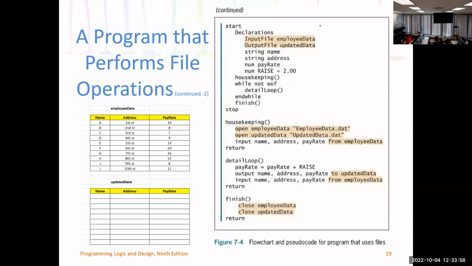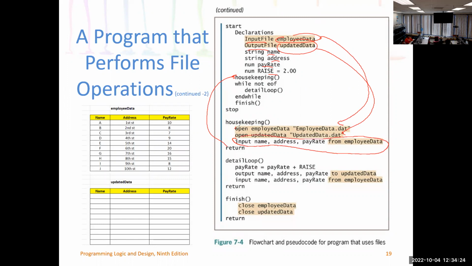Again, declare the files you want to work with. Input file means you want to read from the old file. Output file means you want to write into the new file. Link this one to the file, and this one to the other file. Of course, you have name, address, and byte rate. In housekeeping, the most important part is that you open the file and read the first record. Then check the condition: is it not the end of the file? You keep doing it. What's the detail for each of them? You just change the rate, write into the new file, and move to the next record. So if you look at the pseudocode, the first step is to open the slide and see what's going on, in order to work with the debugging exercise. Do the same here.